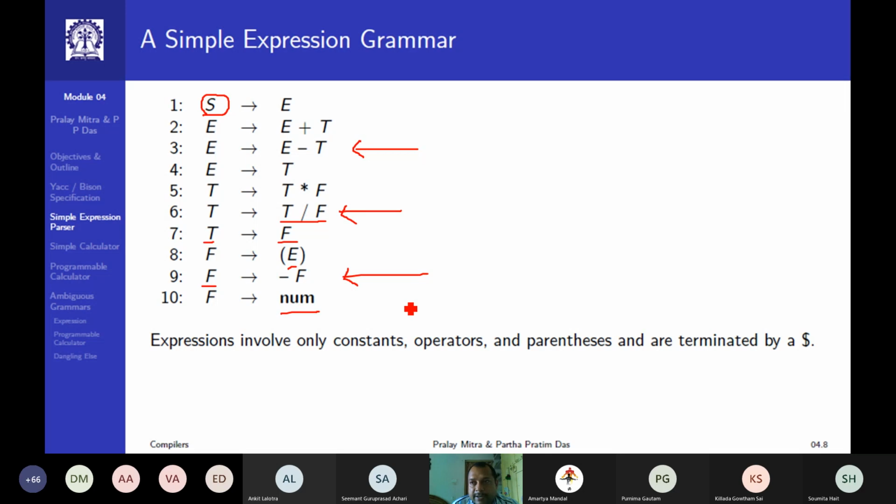Because when we do bottom up parsing, we will start from some number or some terminal like operators, addition, multiplication, etc. And then during the derivation, reaching the start symbol S, first we need to go through multiplication or division, then we will go for addition or subtraction. We will also assume the existence of a dollar at the end of the expression, indicating the end of the string, which is necessary.